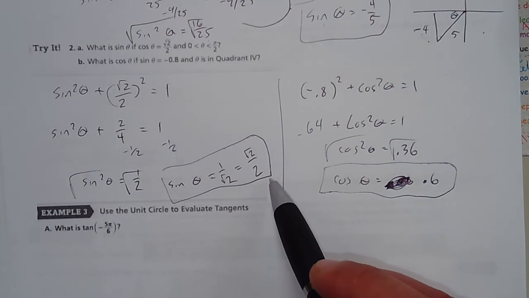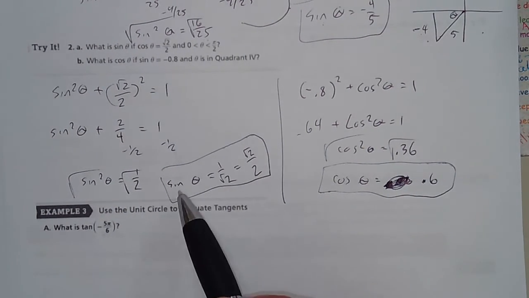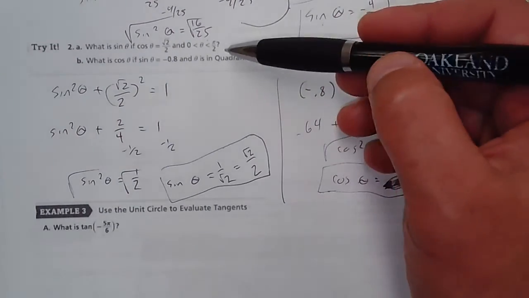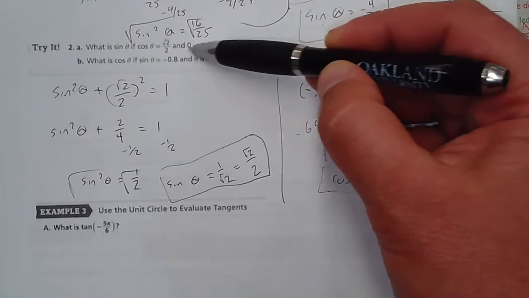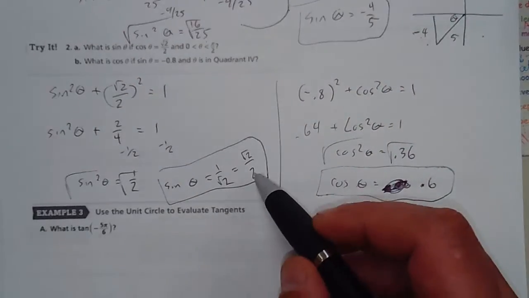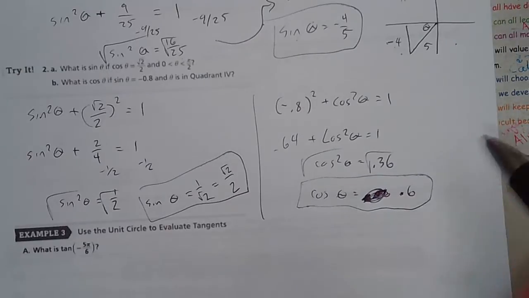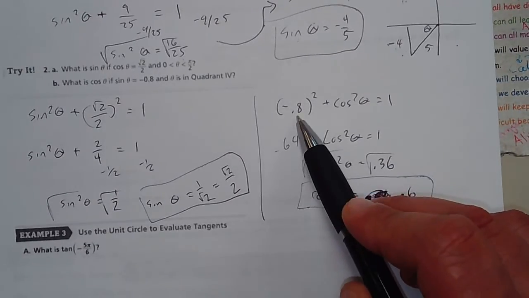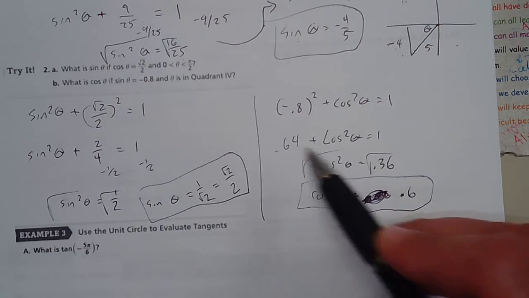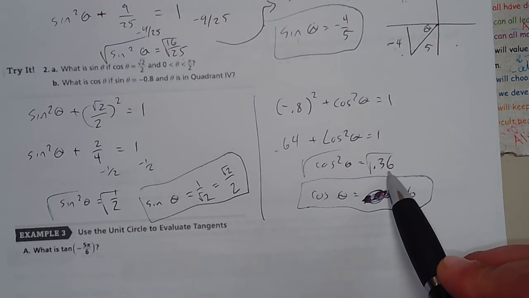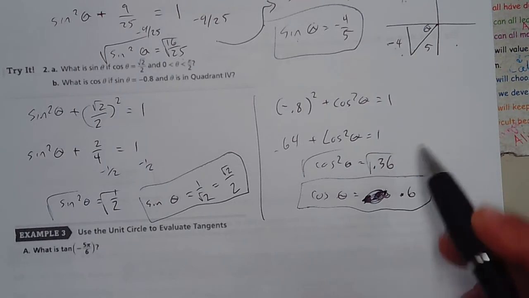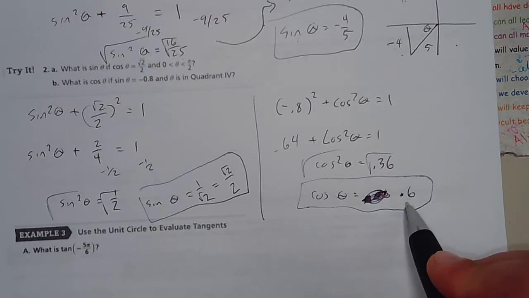And then I went ahead and I looked, should this be positive or negative? So sine is our y value. It is located in the first quadrant. Everything's positive in the first quadrant, so it's going to stay positive. Over here, same concept. They gave me the sine theta value, so I squared it. I subtracted it to the other side. I got 0.36. Square rooted that and got 0.6. So I was done at that point.